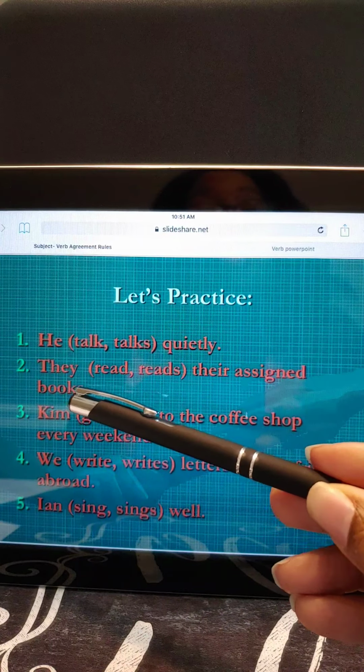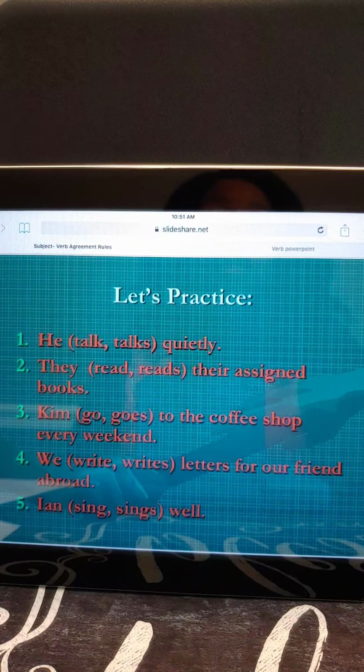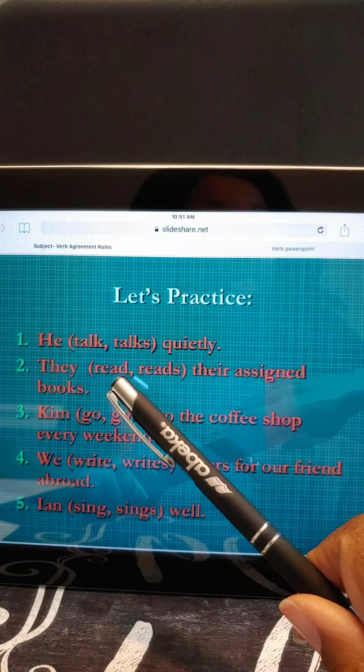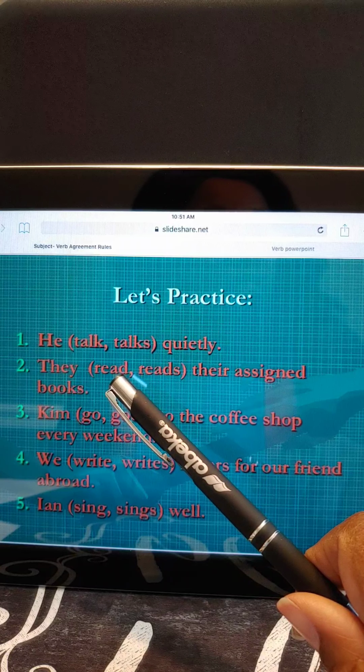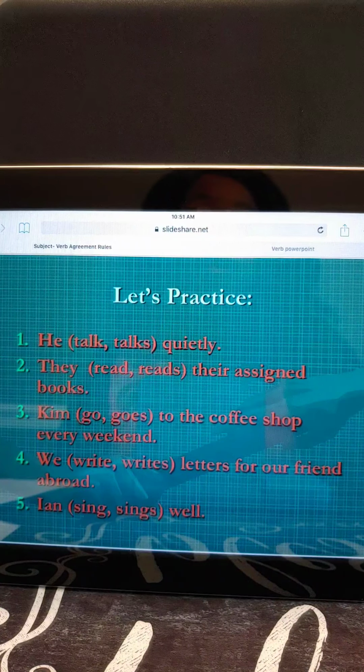Number 2, they read their assigned books. They, would they be plural or singular? They is plural because it's talking about more than one person. They, and then we'll make our verb what? Singular. Read their assigned books. They read their assigned books.